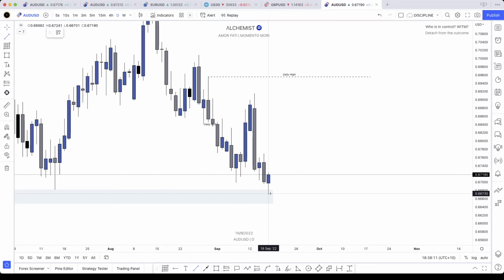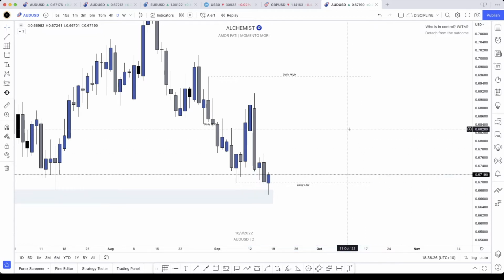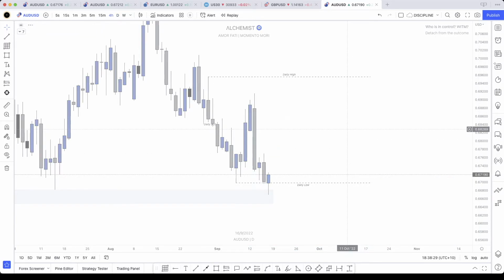I'm not yet going to move it to this one, as currently this looks on this time frame to be a sweep. And until we have a body close below, the low will actually remain at this level here. So we need to remain systematic in everything that we do so that we can scale and progress linearly. So that's the daily low. And then we'll jump onto the 4 hour.